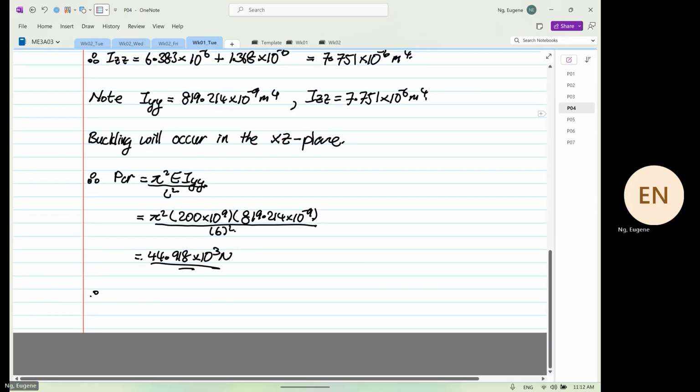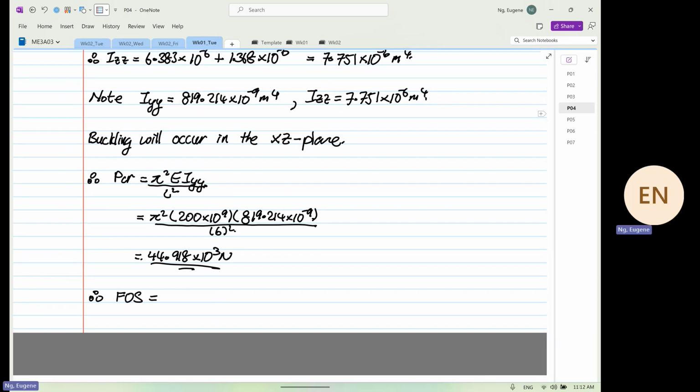Therefore, factor of safety will be equal to P critical over P. So this is equal to 44.918 times 10 to the power 3 divided by the load. The applied load is 16. So 44.918 divided by 16 is equal to 2.81.